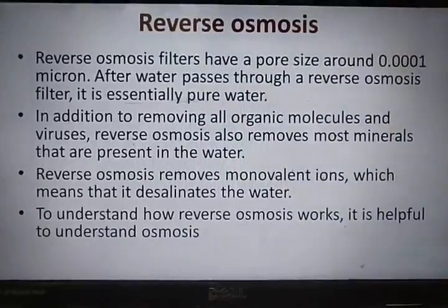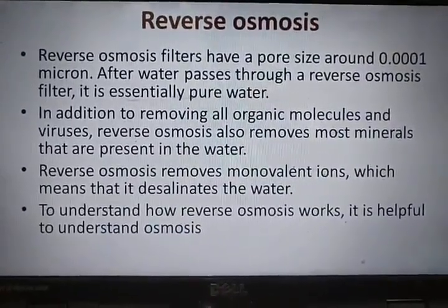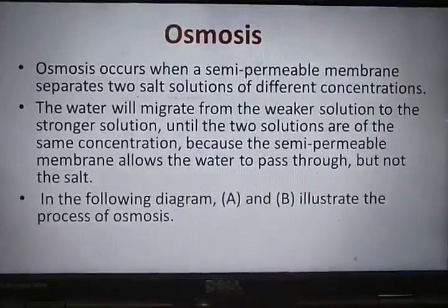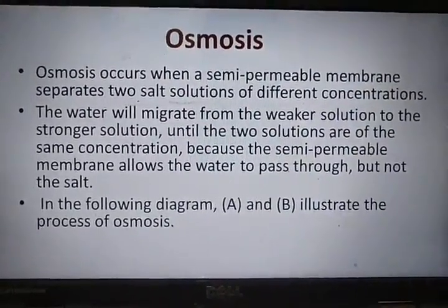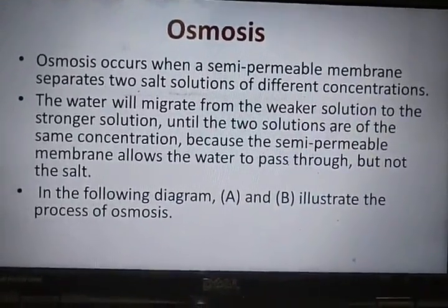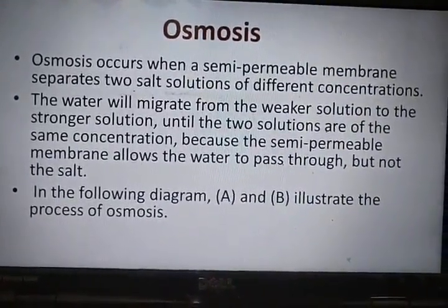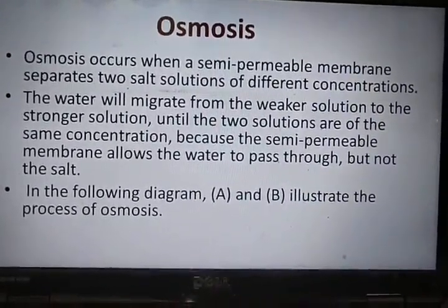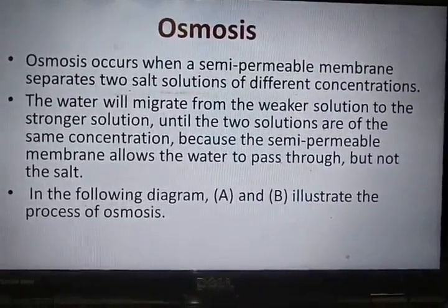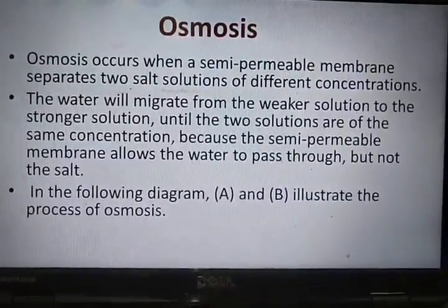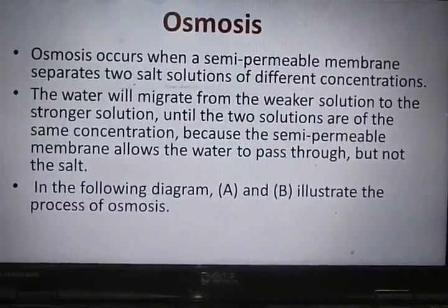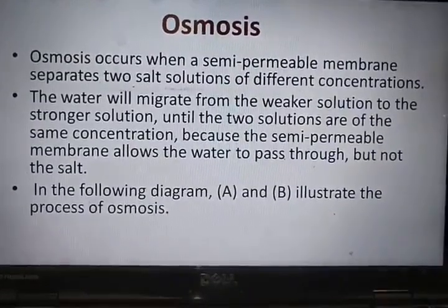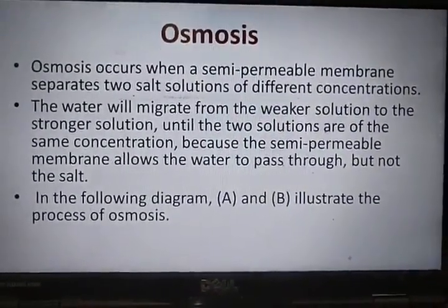Okay, so before understanding how the reverse osmosis process works, it is helpful to understand first what is meant by osmosis. Osmosis occurs when a semi-permeable membrane is introduced between two salt solutions of different concentration. The water will naturally migrate from the weaker solution to the strong solution. This is called osmosis, which continues until the two solutions are of the same concentration, because the semi-permeable membrane allows the water to pass through but not the salt. So this is called osmosis.